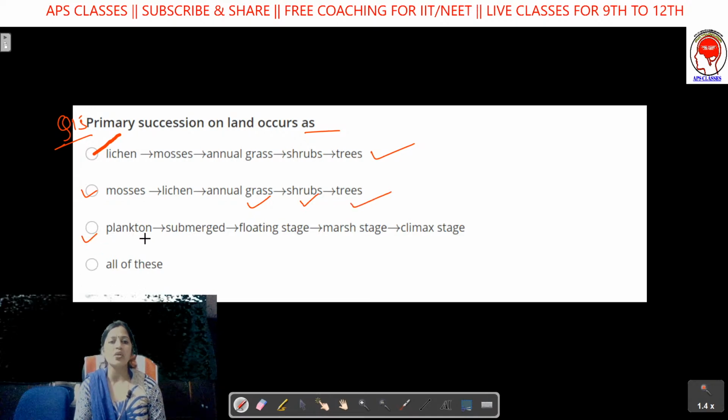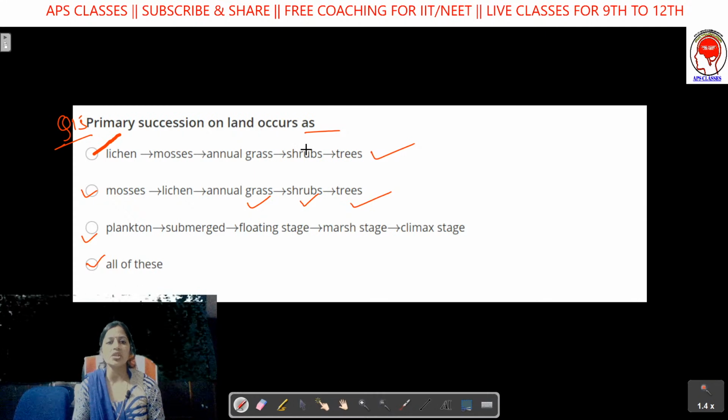Third one is plankton, plankton give rise to submerged stage, submerged gives rise to floating stage. After the floating stage, marsh stage. After the marsh stage, climax stage. And the last one is all of these.